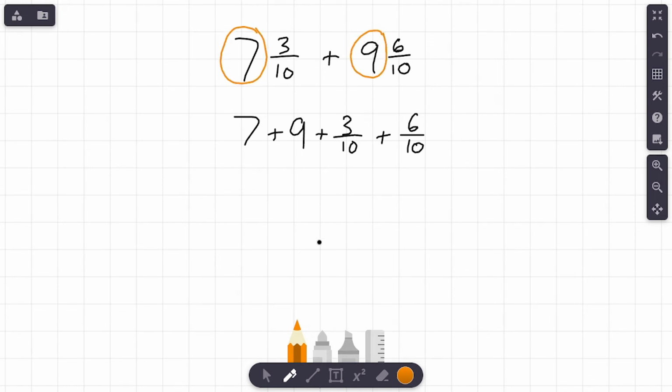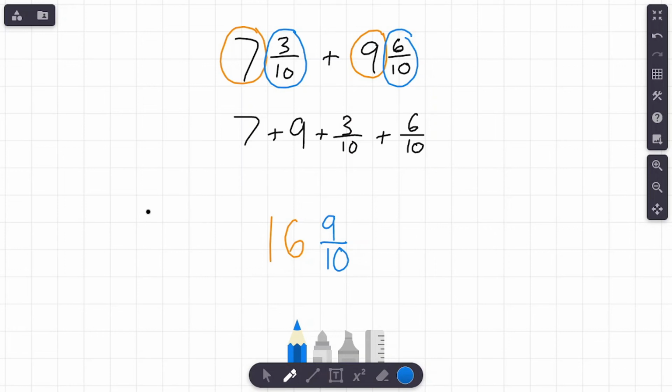All right, first things first, let's add our whole numbers. 7 plus 9. Think for a second. What is 7 plus 9? 7 plus 9 gives me 16. Now let's add our fractions. 3/10 plus 6/10. Well, add the numerators. 3 plus 6 gives us 9. Add the denominators? No, remember, never add your denominators. The denominator stays the same, and there's our answer, 16 9/10.